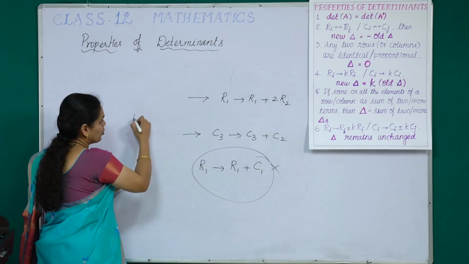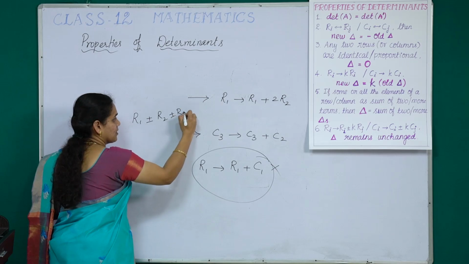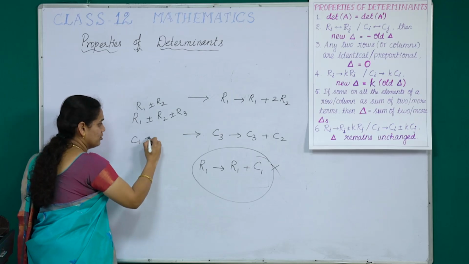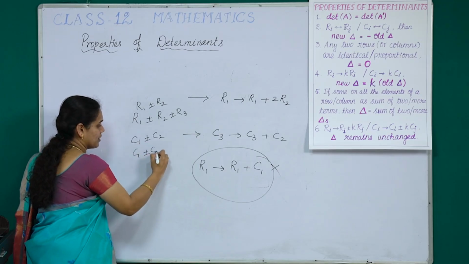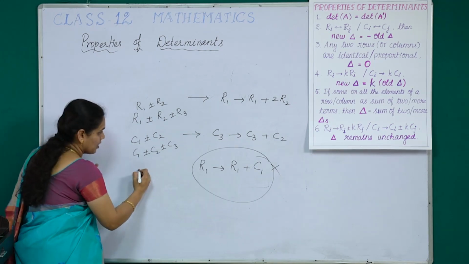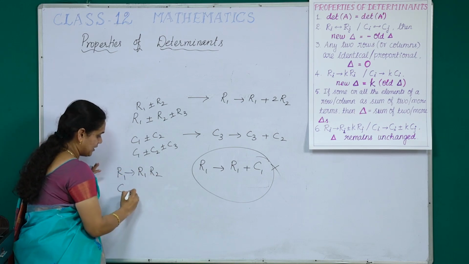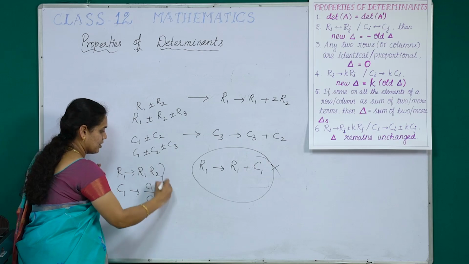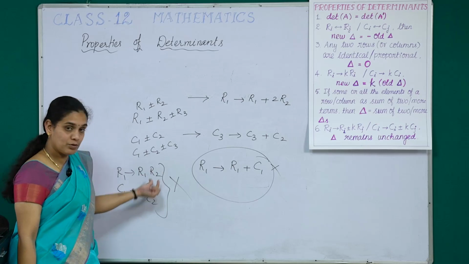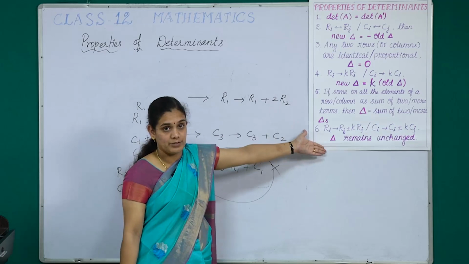You can add or subtract any number of rows, or any 2 only. And for columns also you can do C1 plus or minus C2 plus or minus C3. But R1 into R2, and C1 by C2, these two we cannot do. Multiplication of rows or division of columns is not admissible. Using these properties only we have to do it.